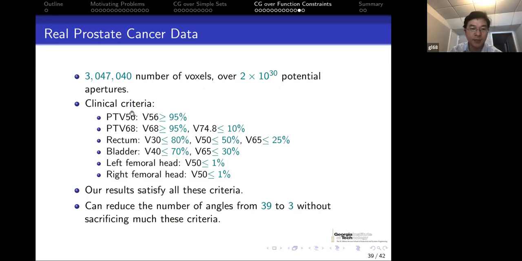So we have 10 clinical criteria. The whole goal is to satisfy these 10 clinical criteria, either underdose or overdose constraints. We showed that our results satisfy all these criteria. Moreover, by playing with the group sparsity constraint, that is, modifying the right-hand side phi, we can reduce the number of angles from 39 to 3 without sacrificing much of the clinical criteria. So basically we're saying that you don't need to rotate around the patient many times; just 3 angles will be enough to treat the patient.